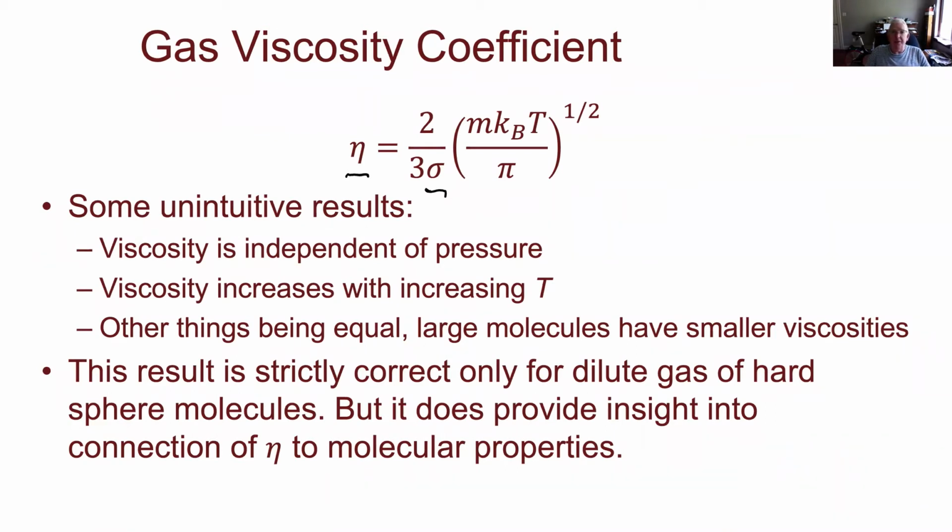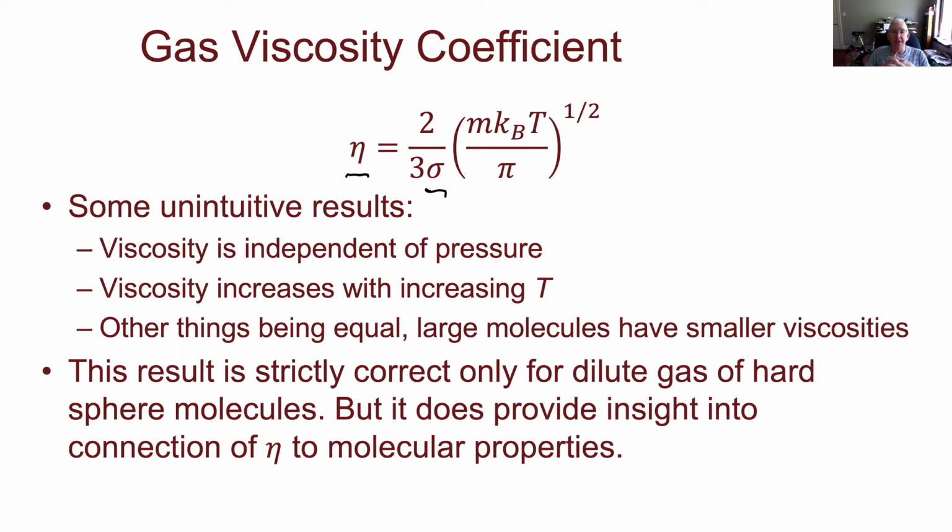Some of the dependencies this bears out are a little bit counterintuitive. One of the first ones is that the viscosity does not have a pressure in it. So if you look at that equation on the right-hand side, there's no P anywhere, right? There's not even an N or a V, so I can't relate anything in there to the pressure. The viscosity coefficient is independent of the pressure. That's perhaps a little bit strange.